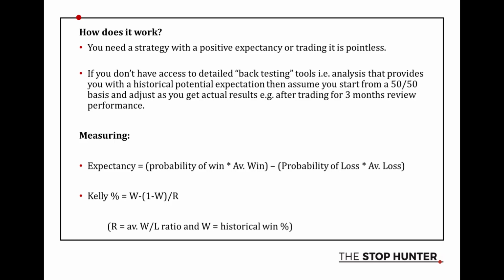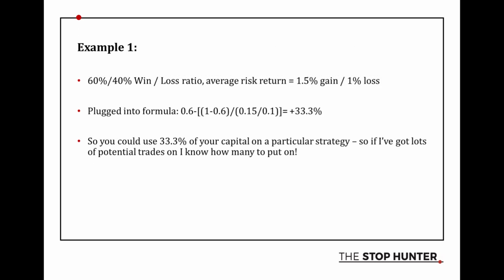Well, we measure expectancy by the probability of a win times the average win, minus the probability of loss times the average loss. Now, the Kelly criterion percentage, the number we're looking for, is W minus (1 minus W) divided by R. Don't get all flustered by the inputs. It is very simple, as we'll see in a minute with an example. So example 1: we start with a 60% win ratio, and our risk reward is 1.5 to 1, so for every £150 we make, we lose 100. We put those numbers into that formula, and that comes out with a positive 33.3%.